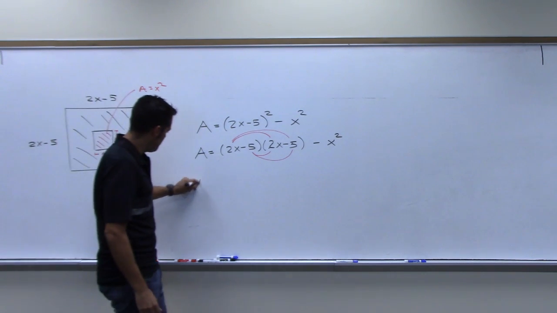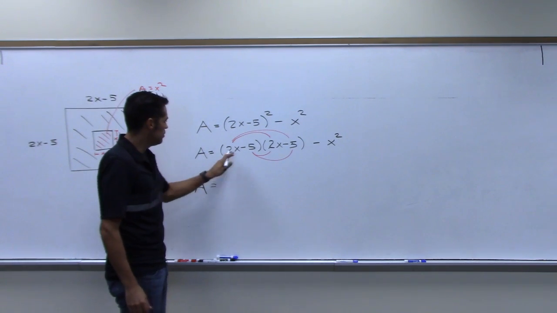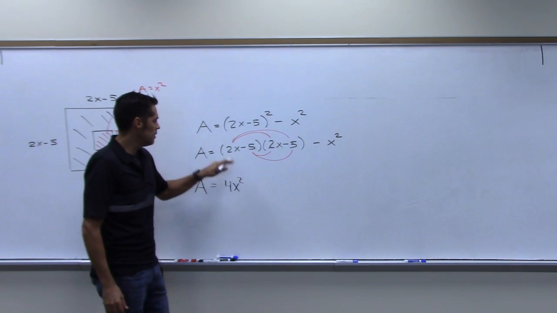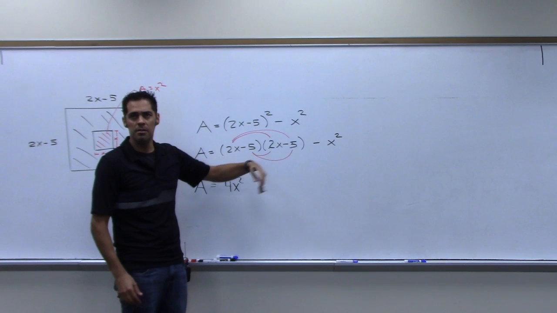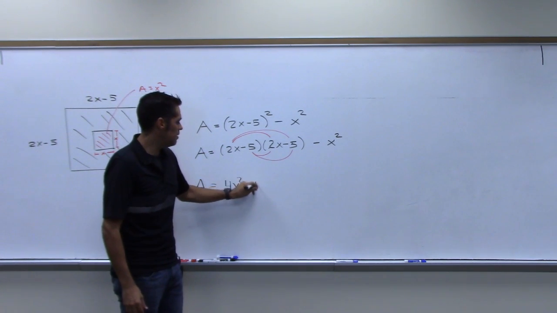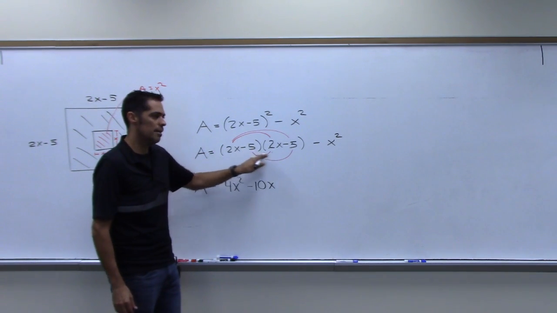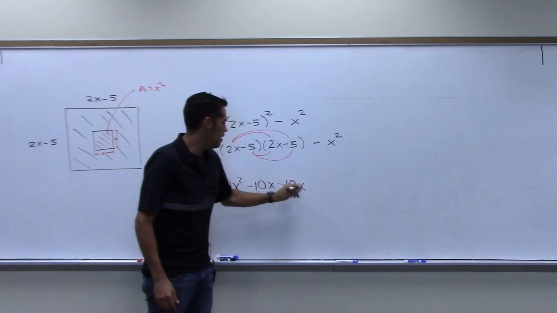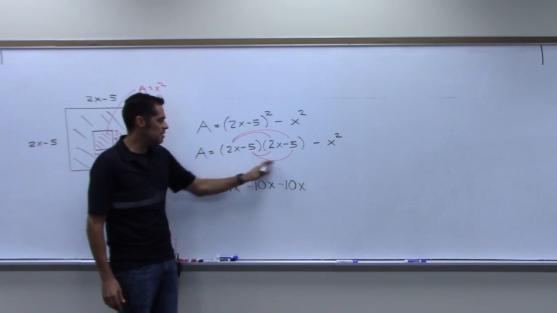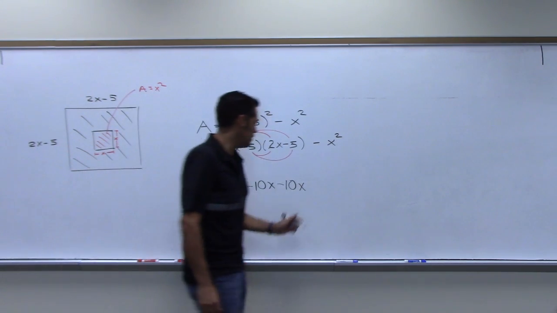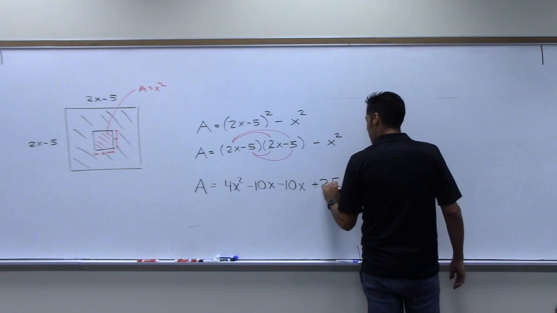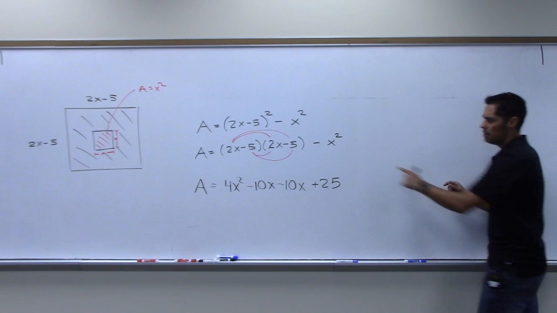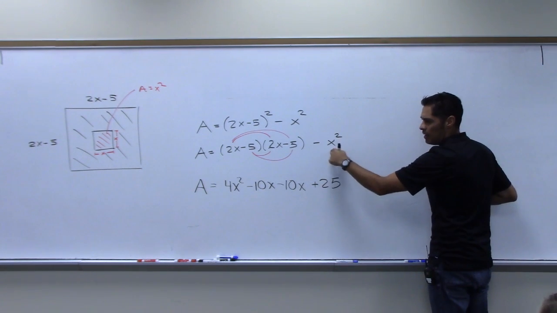So let me do it. 2x times 2x is 4x squared, right? 2x times negative 5, negative 10x. And then on the inside one, I'm going to have another one of those, right? Negative 10x again. And then when I do the negative 5 times negative 5, this last multiplication, I should get plus 25, because negative times negative is positive. Am I done? I still need the minus x squared, right? Just don't forget that thing is there.